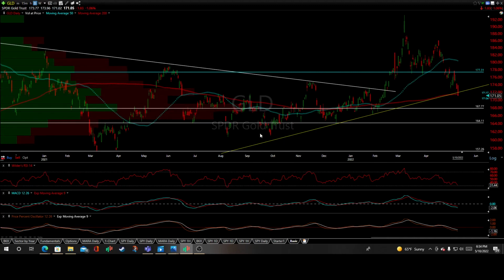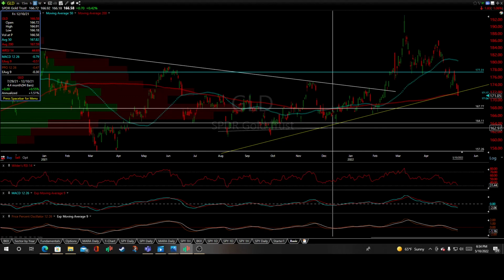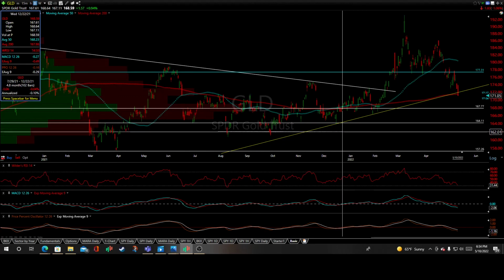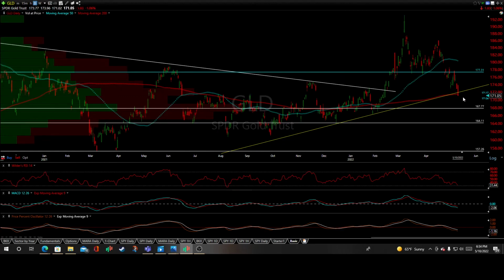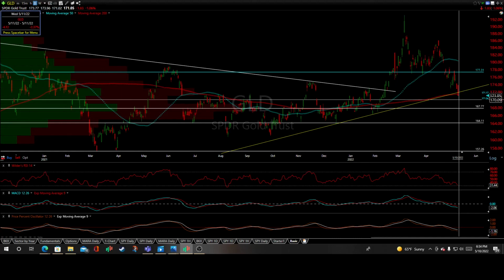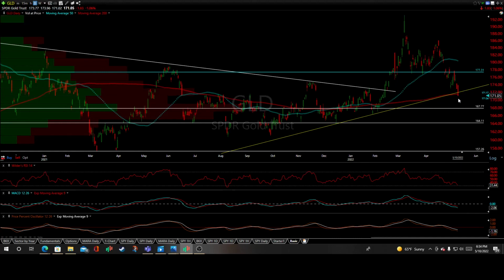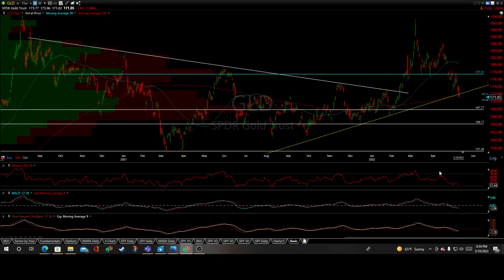Remember, Gold Trust Fund is Wall Street Gold Trust Fund, which is mirroring the spot price of gold. The fact that we're already seeing Wall Street rush for the exits here could give us insight and give us a little bit more clues on spot price gold's next move.